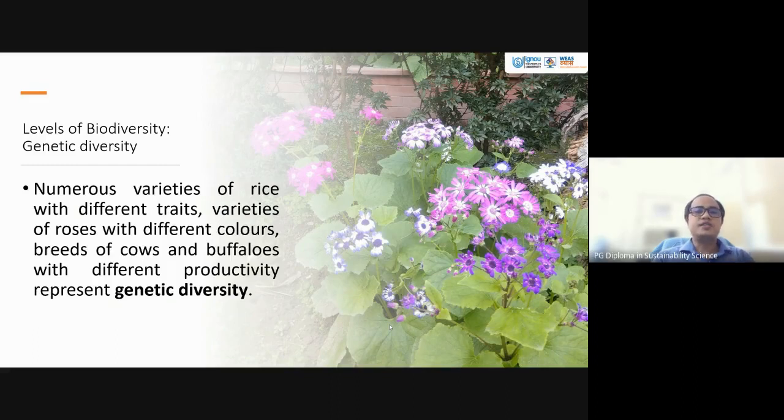So it is in cows and buffalo. In cows also, if you are from a rural area, or even an urban area, we know there are different varieties of cows, right? We talk about Jersey cows and our local breeds, and these are different varieties. This is called genetic diversity.